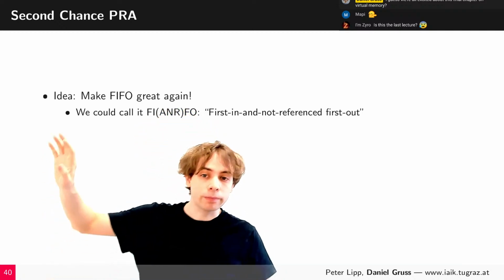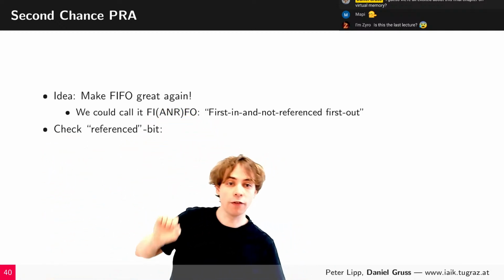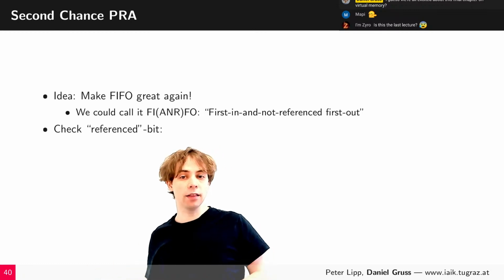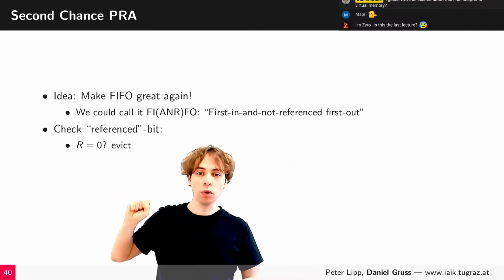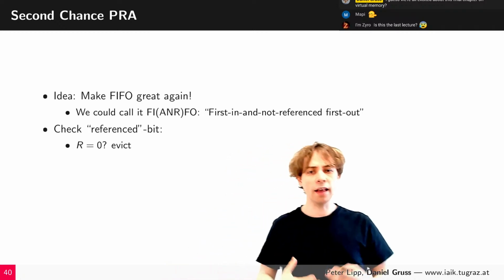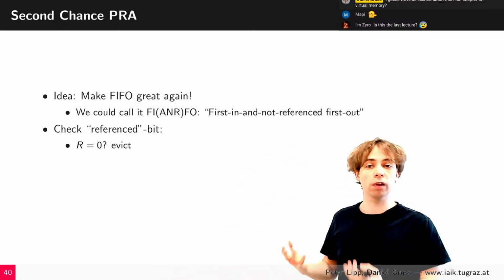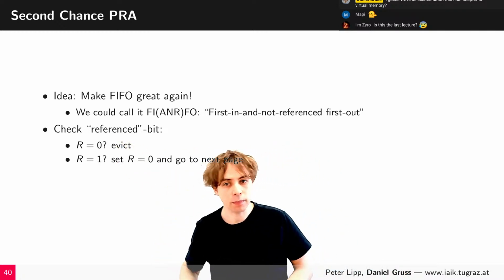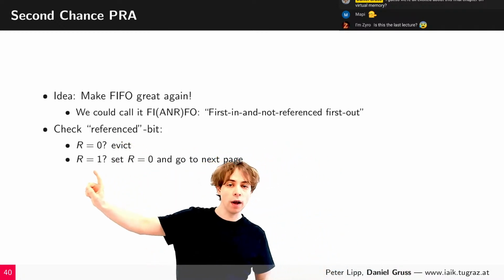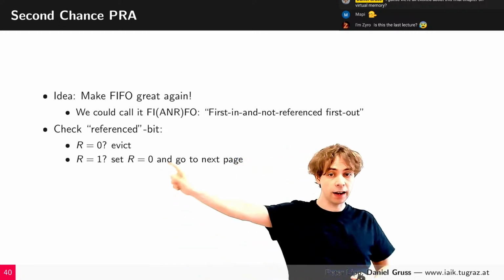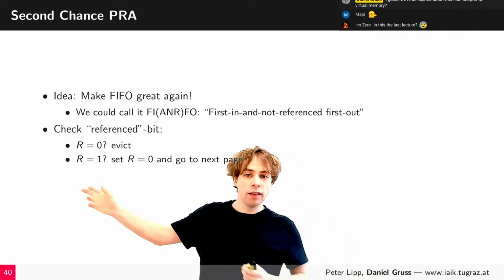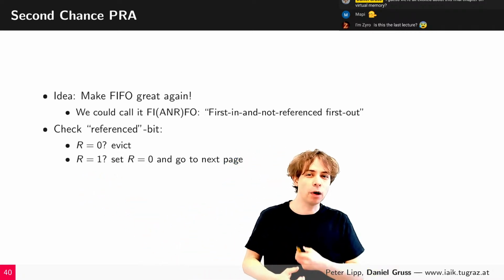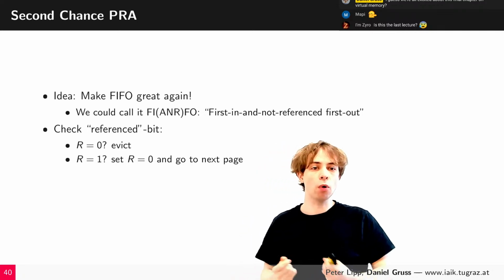So what we do here is we check the reference bit, and if the bit is set to 1 or if it's set to 0, we do different things. So if it's at 0, then it was not referenced, so it has not been recently used, or maybe it has not been used at all, so we can just evict it. But in the other case, if R is 1, if it has been referenced, then we set it back to 0 and go to the next page. By doing that, this reference bit stores some information about whether the page has been recently used or not.